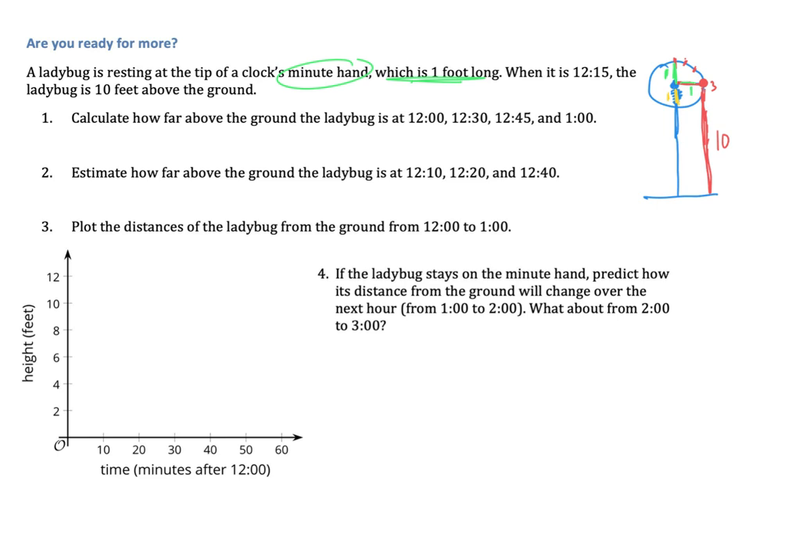So use that diagram and calculate how far above the ground is the ladybug at 12 o'clock, 12:30, 12:45, 1 o'clock. And then you can try number 2 and then graph it in number 3, and then unpause and have a look. But you should be able to do 1 for sure on your own, hopefully 2 after what we did earlier in this unit on the first lesson, lesson 7. So go ahead and look back at that and try to do number 2 as well.